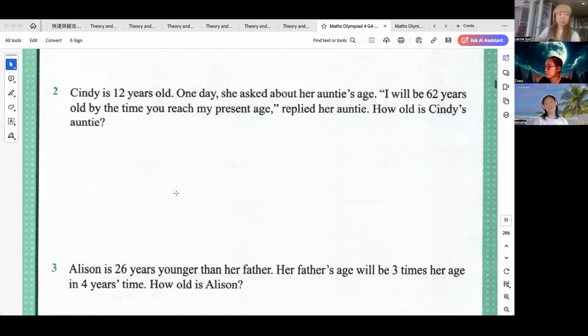Okay, so number 2. Zoe, please read the question for me. Cindy is 12 years old. One day she asked about her auntie's age. I will be 62 years old by the time you reach my present age, replied her auntie. How old is Cindy's auntie? Okay, do this one.